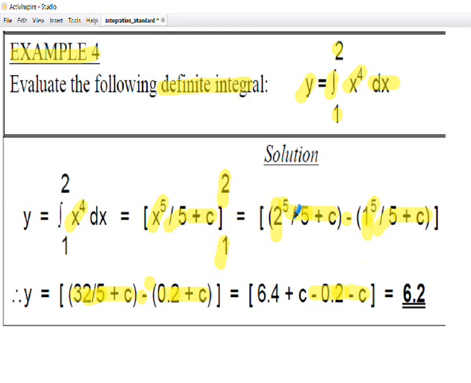And what you notice here is that the c's cancel. The plus c cancels with the minus c. So the final answer is simply 6.2 with no c. And that is true for all definite integrals. The constant c always disappears.